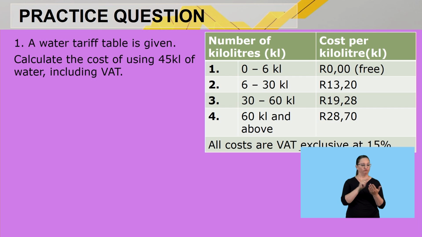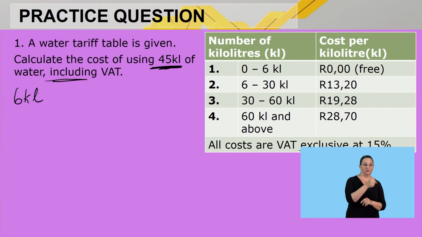Now, let us go and calculate the cost of using 45 kiloliters of water, including VAT. On the table, the costs are not given with VAT, but here now they want us to calculate including VAT. Firstly, we look at block number 1. So block number 1, it says 0 to 6 kiloliters. It is for free. Remember, we said the government accommodates all the households, whether they have an income or not, because water is a basic need. So we have our first 6 kiloliters and we are told that it's for free. So if something is for free, it means you are not paying anything. That's why it is 0 rand.